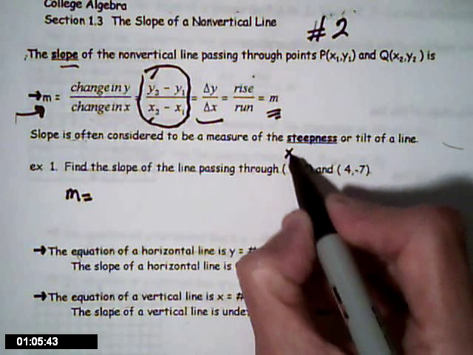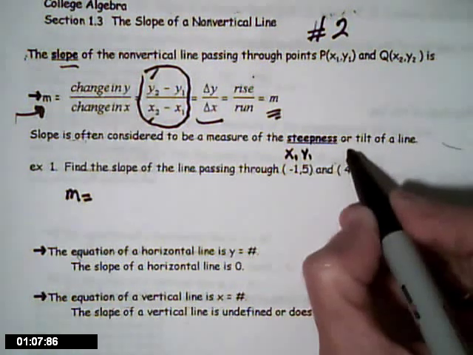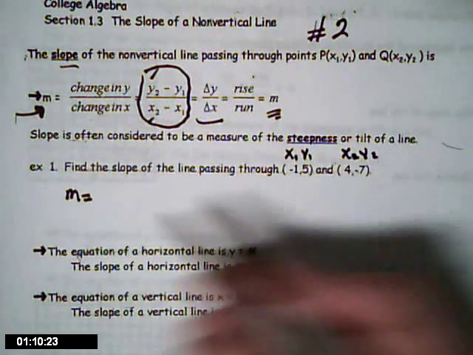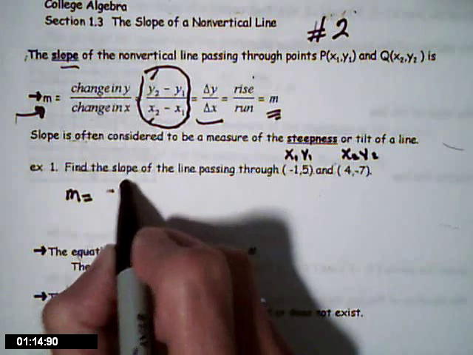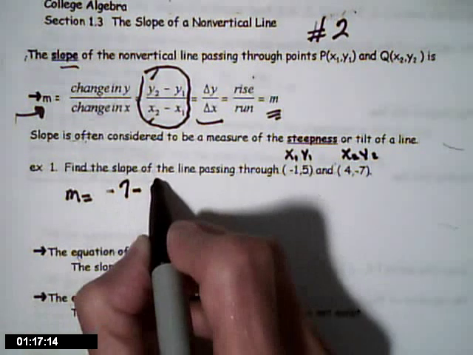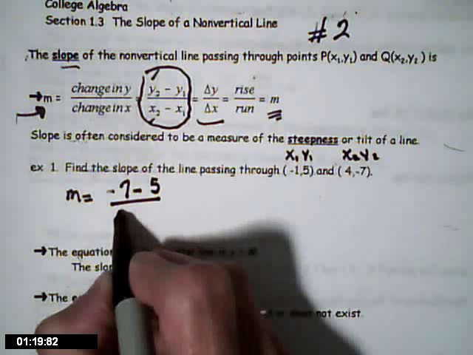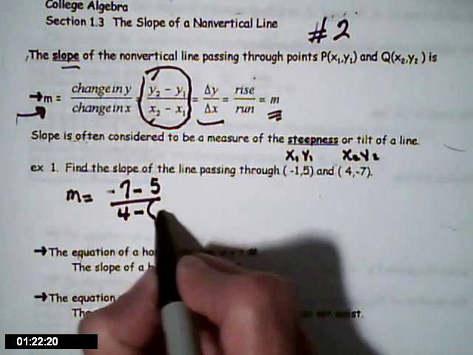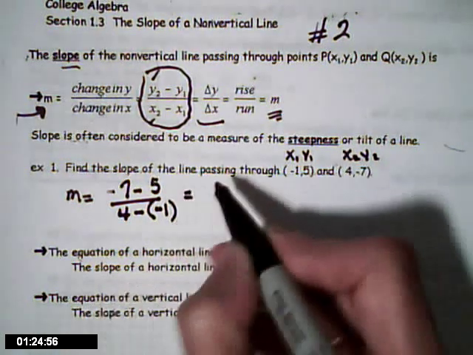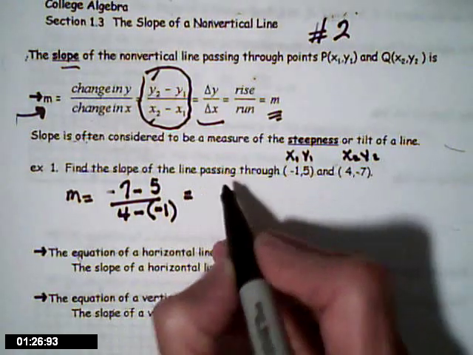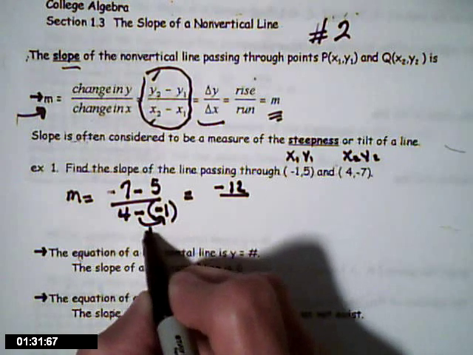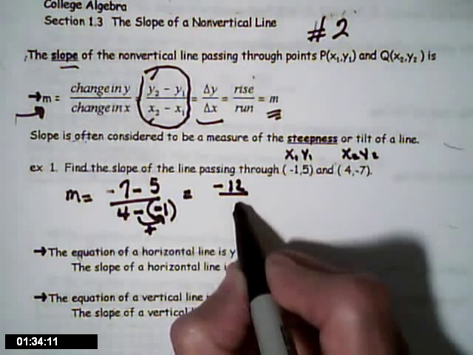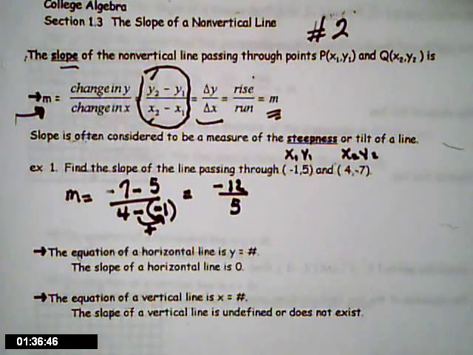I'm going to label this as x1, y1, so this will be x2, y2. Now, using the formula, I'll have y sub 2 minus y sub 1 over x sub 2 minus x sub 1. Now, negative 7 minus 5 becomes negative 12. You remember that this negative changes the next sign to a positive, so I have 4 plus 1, which is 5. Now there's my slope, negative 12 over 5.